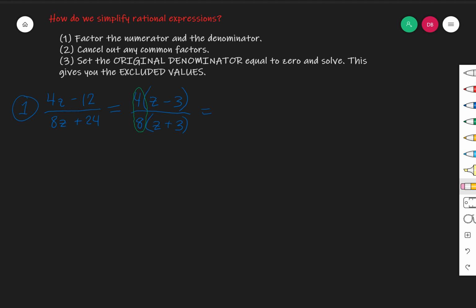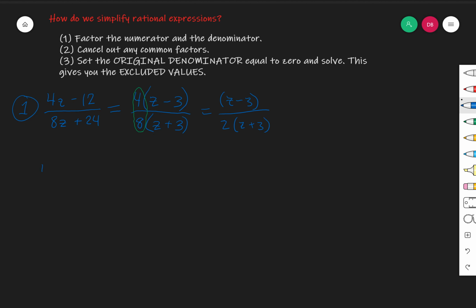They're both divisible by 4, more importantly. So they're both divisible by 2. I could have done that, and it would have been 2 over 4. But they're both divisible by 4. 4 divided by 4 is 1. So on the top, I'll just be left with z minus 3. And then 8 is divisible by 4, and it's 2, z plus 3.